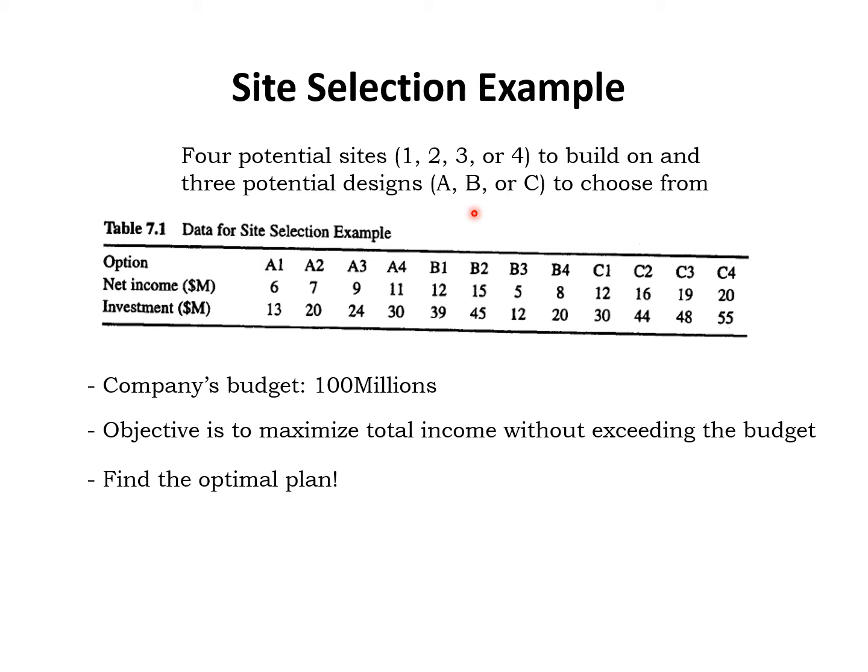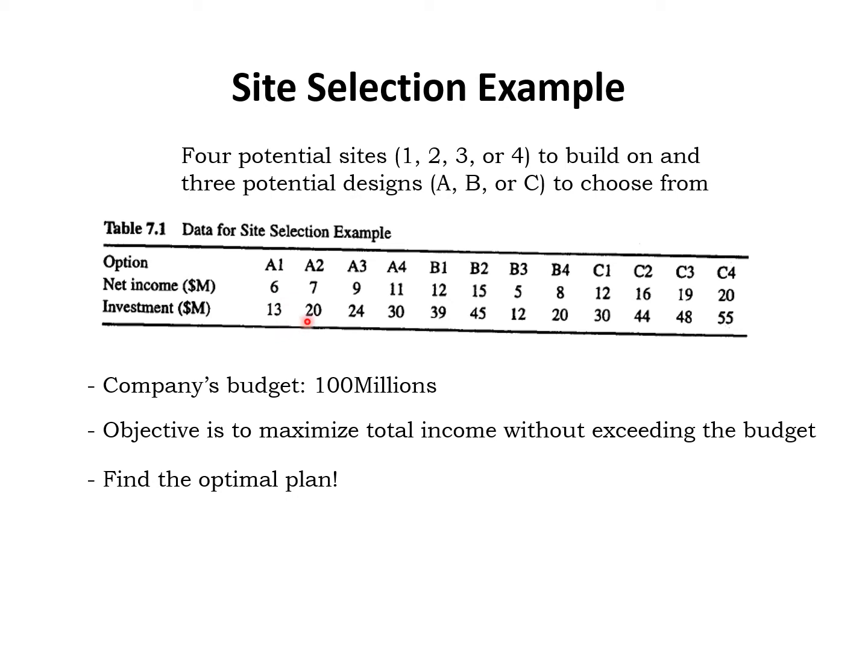It's like you have a fourth design here saying don't build at all, A, B, or C, or don't build in each one of these four different sites. And you have here an example saying if you build in site one using design A, the net income is $6 million, and the investment required to do that is 13. So you get back 6 return on investment of 13.